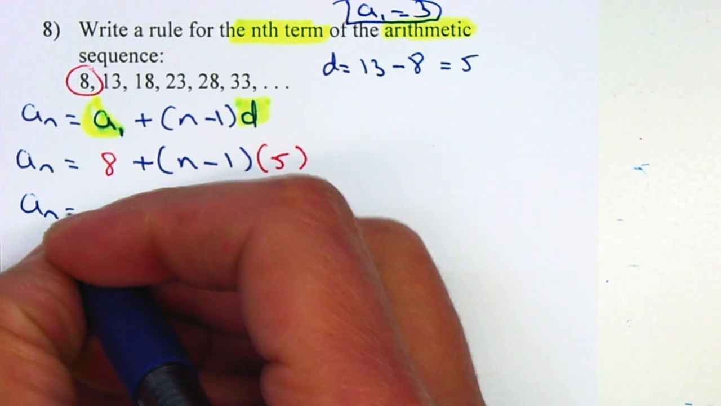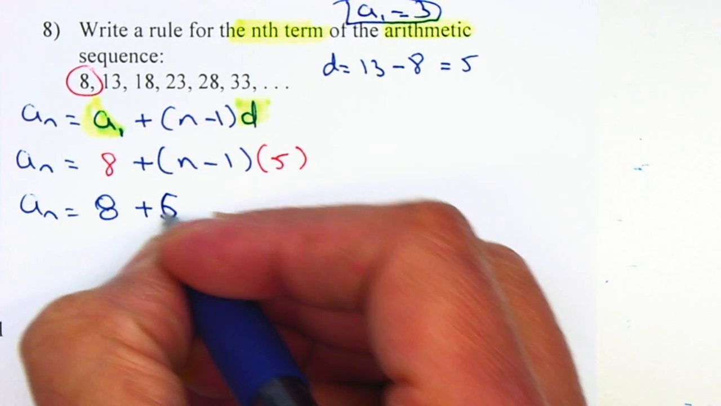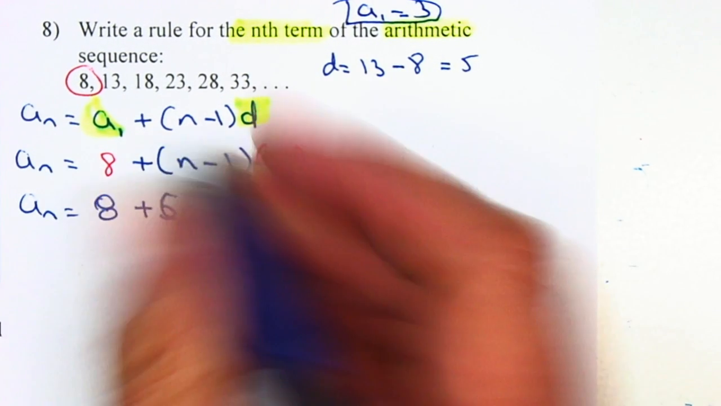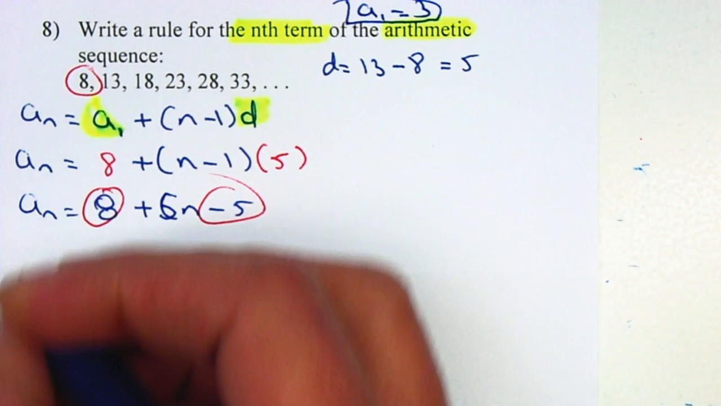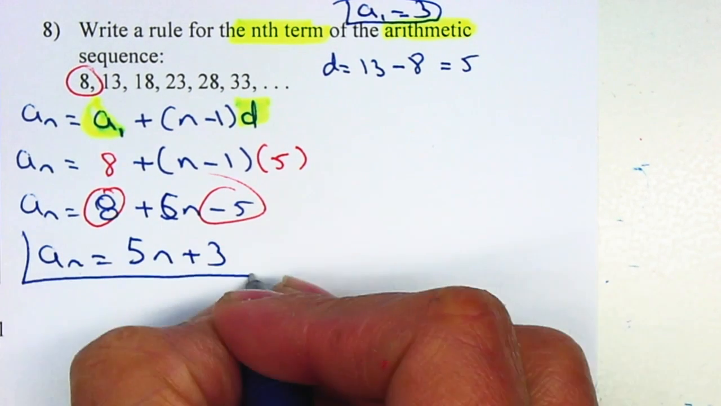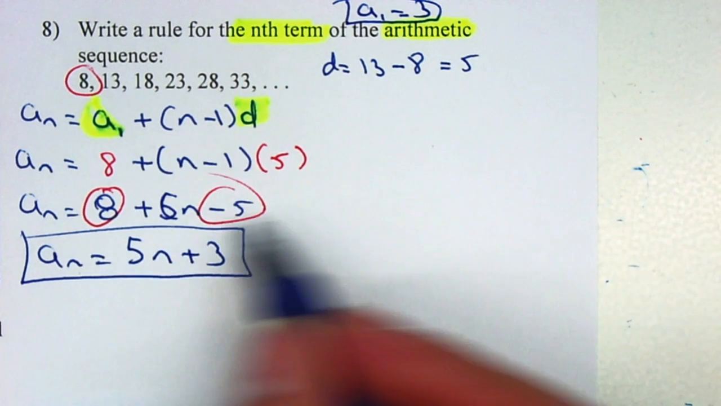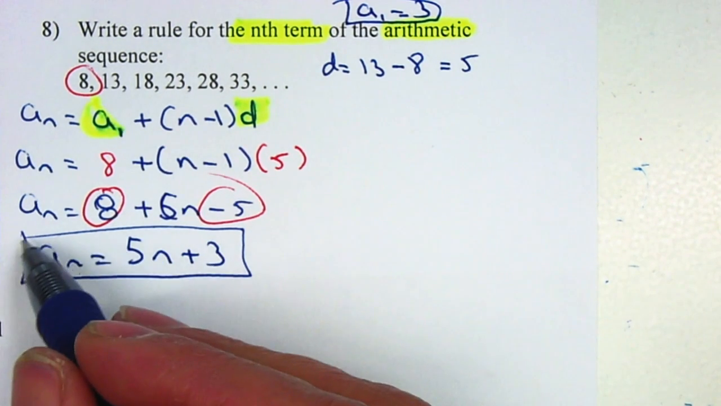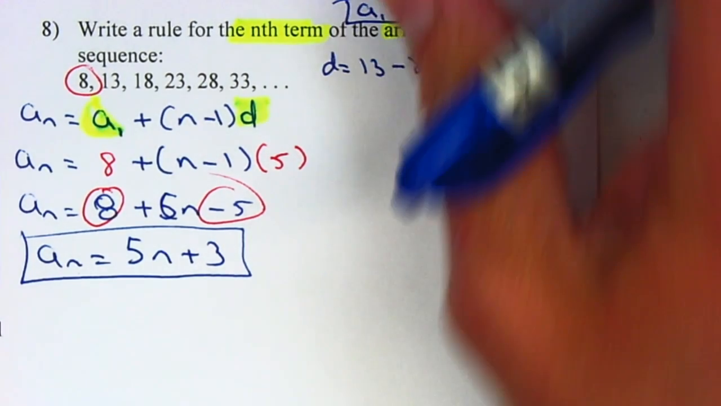A sub n is equal to 8 plus 5 times n will be 5n. 5 times negative 1 is negative 5. Combine my like terms. So a sub n is equal to 5n plus 3. And that's it. That's all I needed to do. They gave me all the information that I needed, so that was a simple problem. It becomes more complex when you need to look for information that you need. Now let's continue with problem number 9.